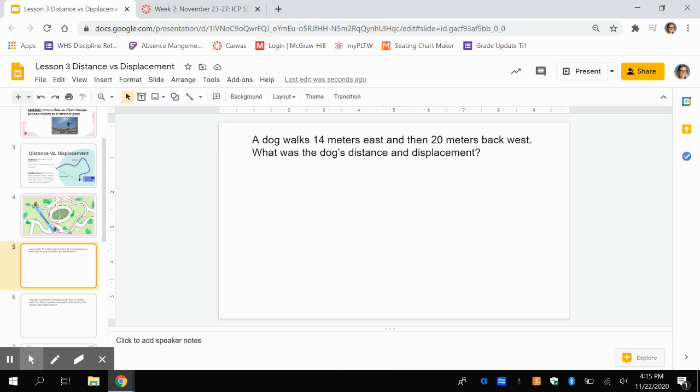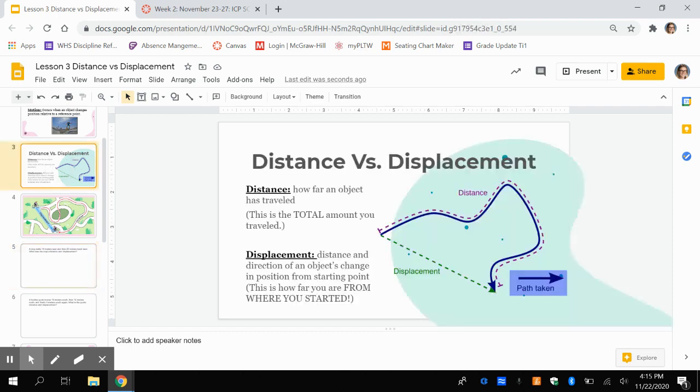Okay, so what we're going to do is look at how you calculate the difference between distance and displacement. So if we go back to this slide, distance is the total amount you've traveled. It's everything added up, your total. Displacement is how far you are from where you started.